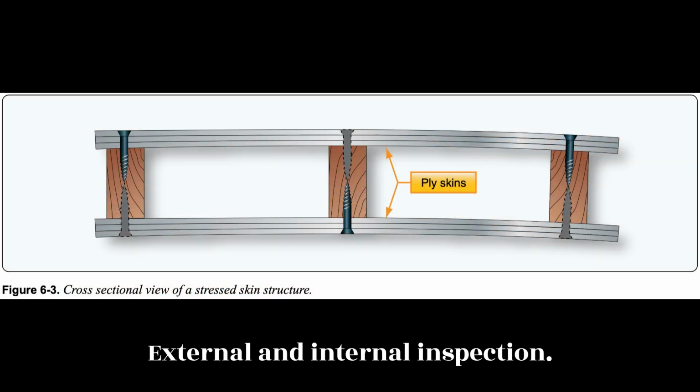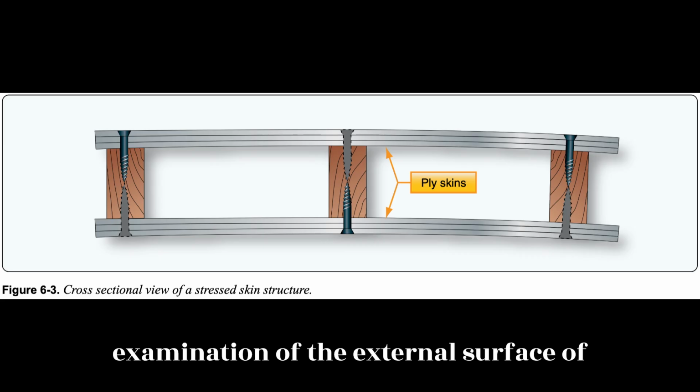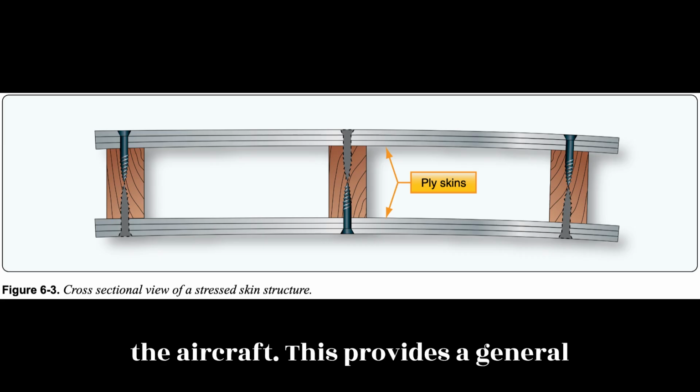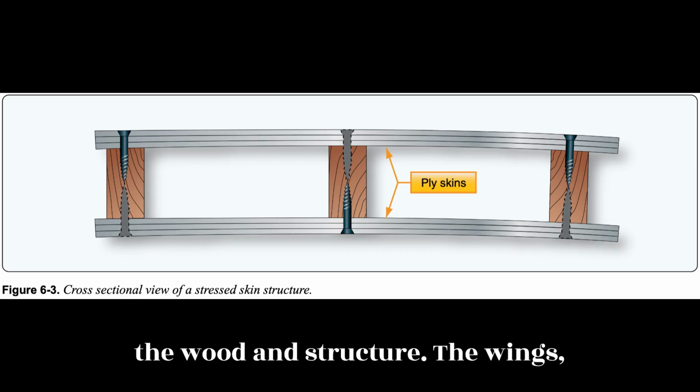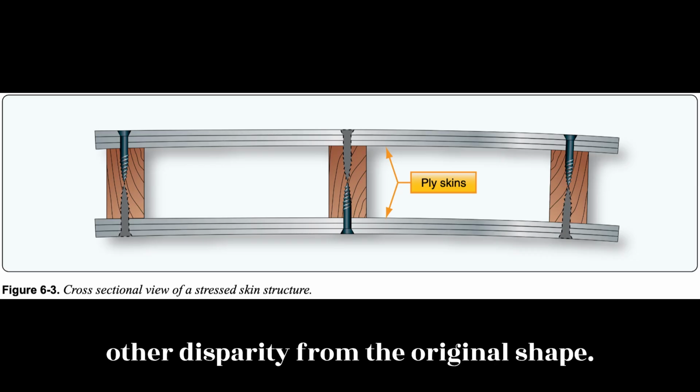External and internal inspection. The inspection should begin with an examination of the external surface of the aircraft. This provides a general assessment of the overall condition of the wood and structure. The wings, fuselage, and empennage should be inspected for undulation, warping, or any other disparity from the original shape.